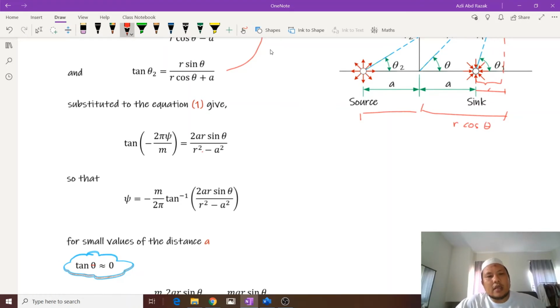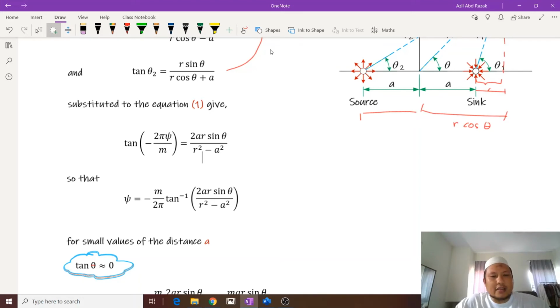After you do the substitution and make some simplifications, we get the tangent of minus 2 pi psi divided by m is equal to 2ar sine theta divided by r squared minus a squared. As we know the tangents, we bring the arctangent here. So psi can be written as equal to minus m divided by 2 pi tangent arctangent 2ar sine theta divided by r squared.